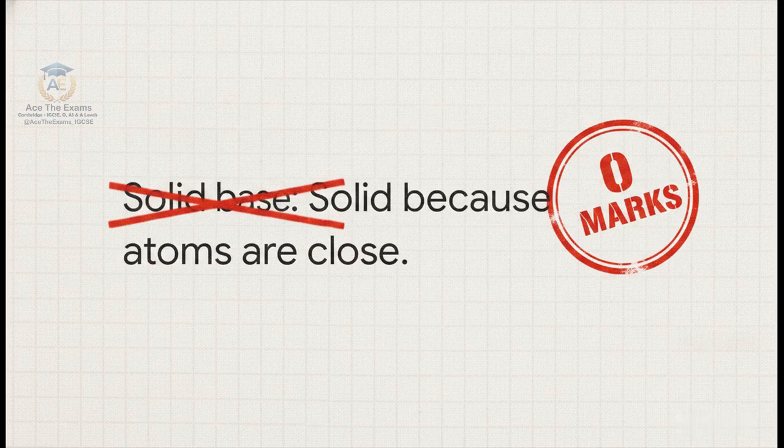"Solid because atoms are close." If you write this in your exam, you're getting 0 marks. That is the examiner's red pen instantly wiping out your hard work. It's a brutal, incredibly common mistake that students make right at the start of a paper. It's just a tiny, seemingly innocent sentence, right? But it instantly costs you easy marks and severely threatens your entire grade boundary before you've even properly warmed up.